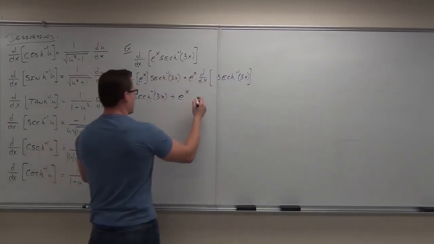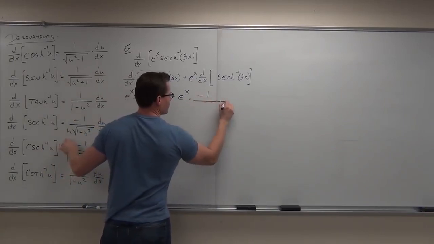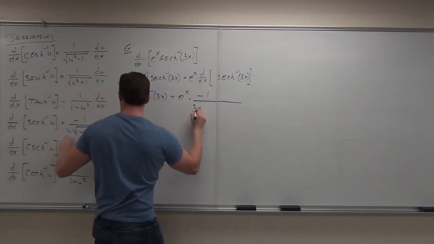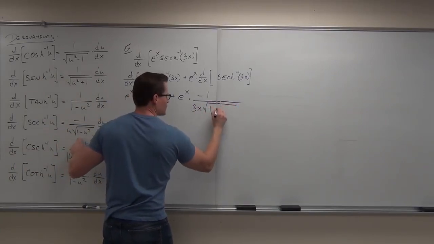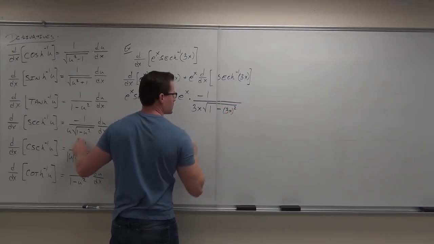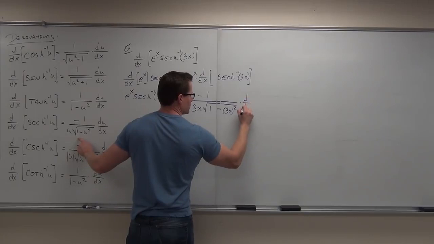So we've got -1. I'm going to write everything out. Not going to do a whole lot of math in my head here. 3x. Then I've got a square root. Then I've got a 1 first, then a minus, then a 3x squared. And then what? Good.